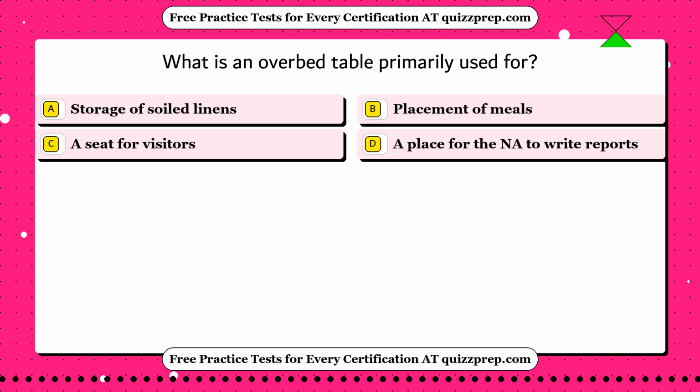Question 36. What is an overbed table primarily used for? Option A. Storage of soiled linens. Option B. Placement of meals. Option C. A seat for visitors. Option D. A place for the NNAAP to write reports.